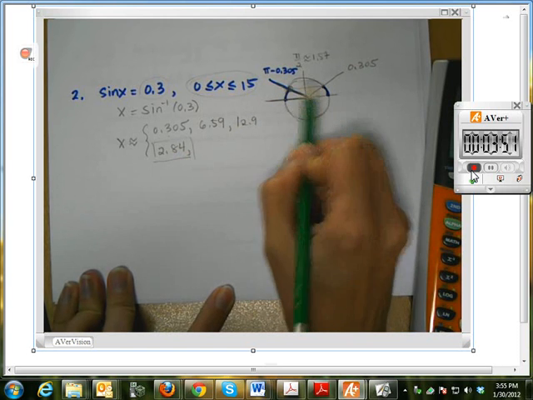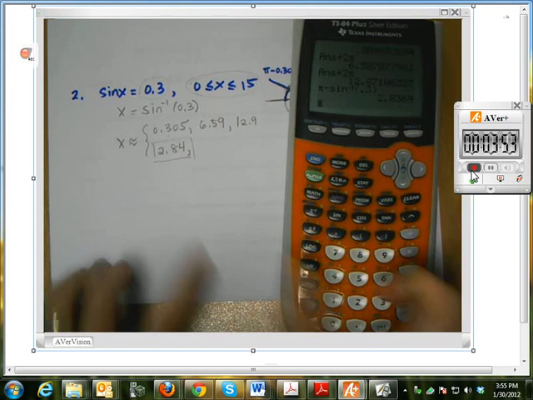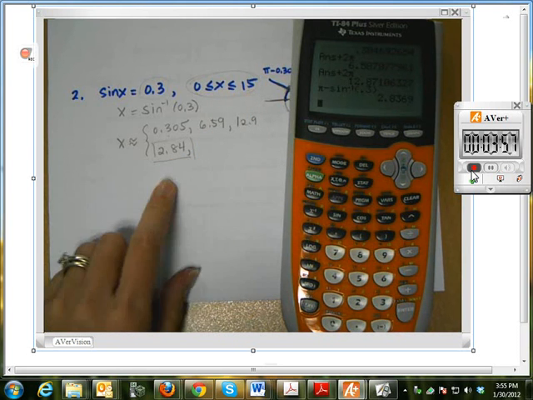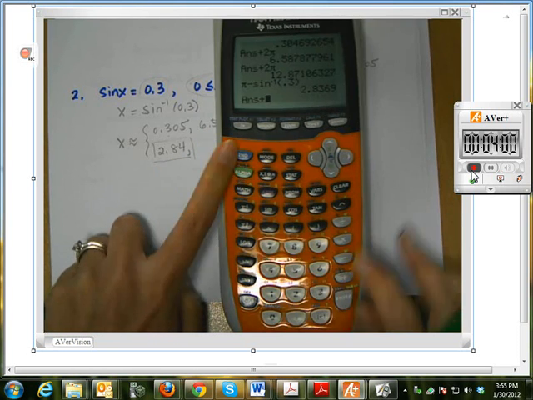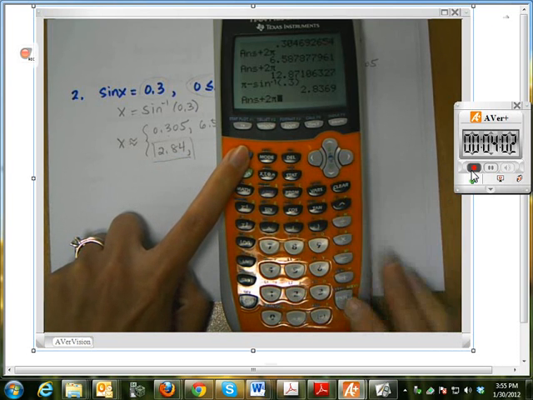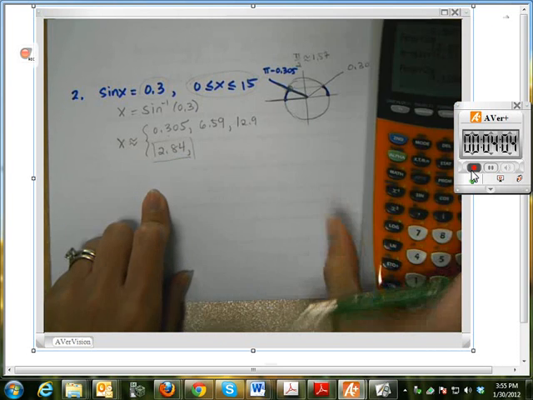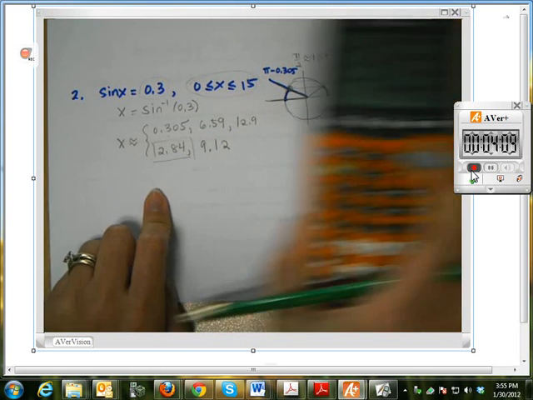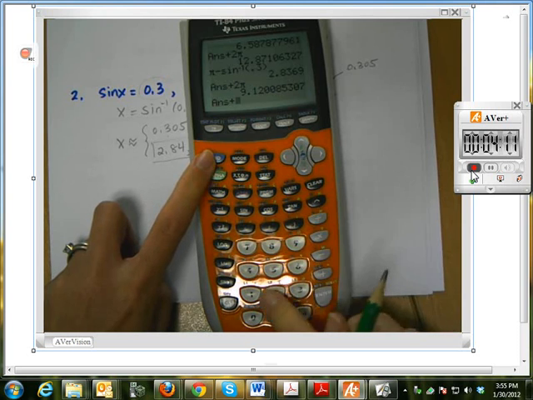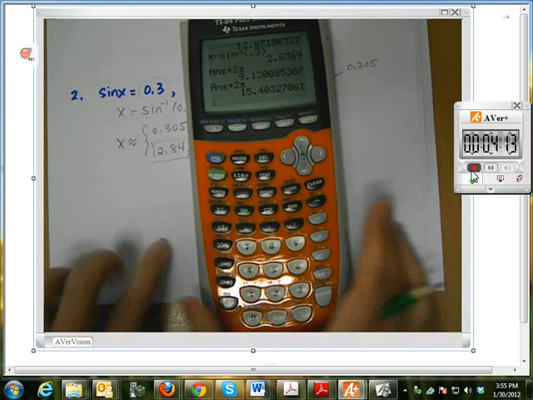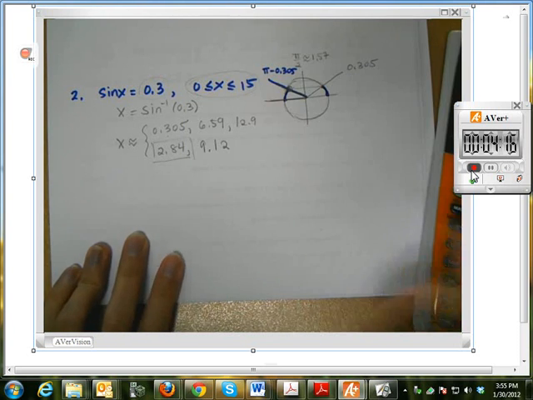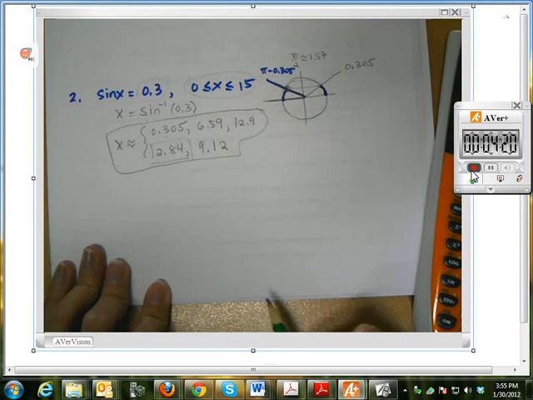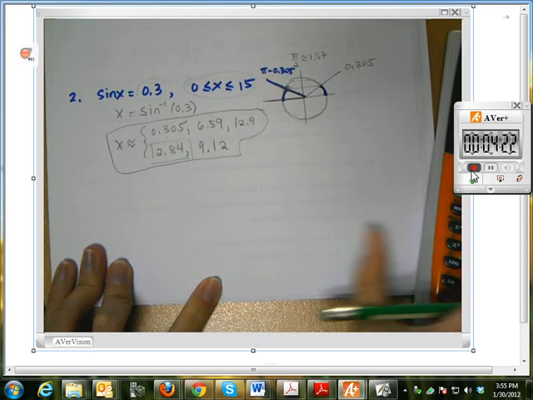Now to generate more solutions, I'm going to add on multiples of 2 pi. So what that's doing is it's taking me around the circle a couple more times. And I'm going to keep doing that until I get close to the 15 but not past it. So 2.84, I'm going to add 2 pi to that, and I get 9.12. I think the next one's going to take me beyond 15, but I can try it just to be sure. And I get 15.4, so that's not a reasonable answer. So those are my 5 solutions for that particular problem.